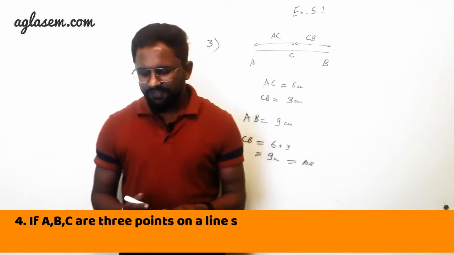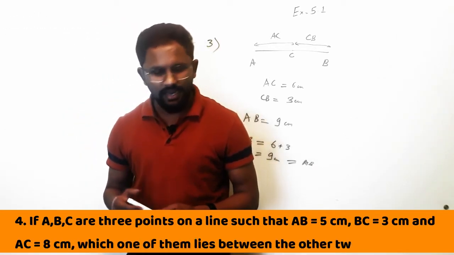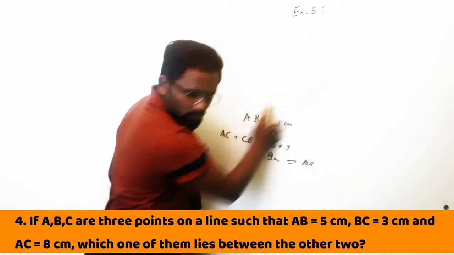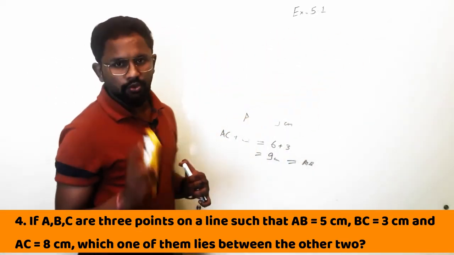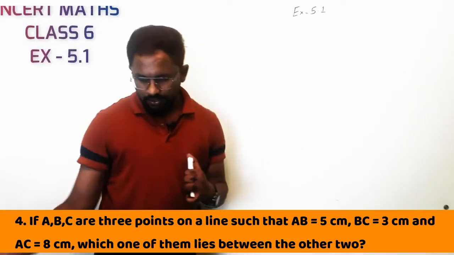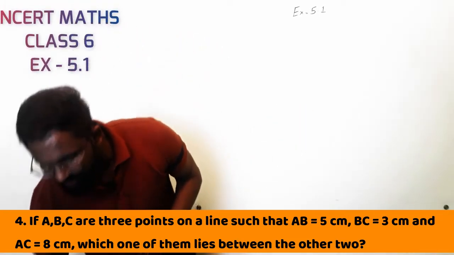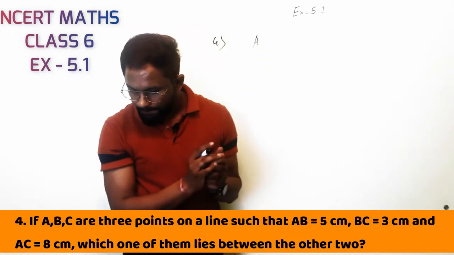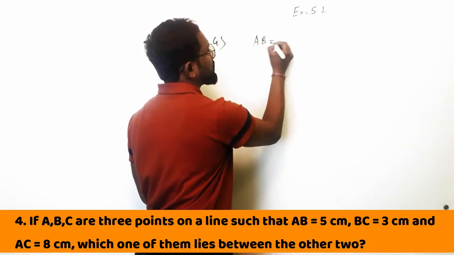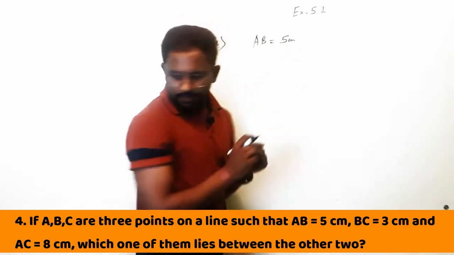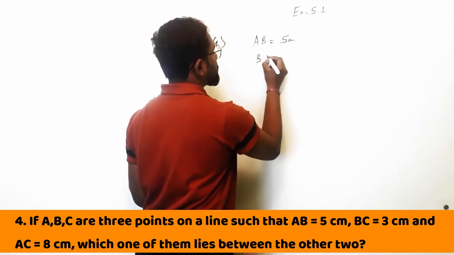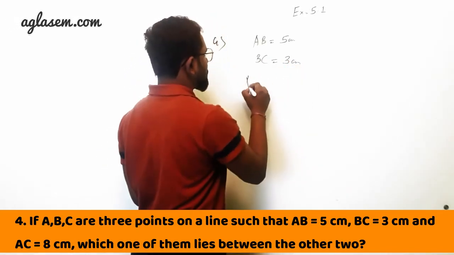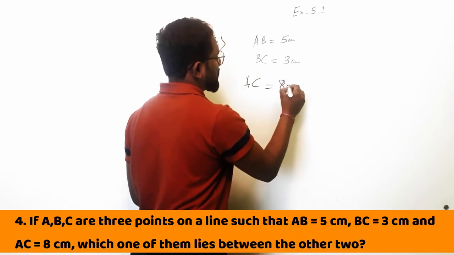Fourth, if ABC are 3 points on a line such that AB equals to 5 centimeter, BC equals to 3 centimeter and AC equals to 8 centimeter, okay? Which one of them is lying between other two? Fourth, AB is 5, BC is 3 centimeter and AC is 8 centimeter.